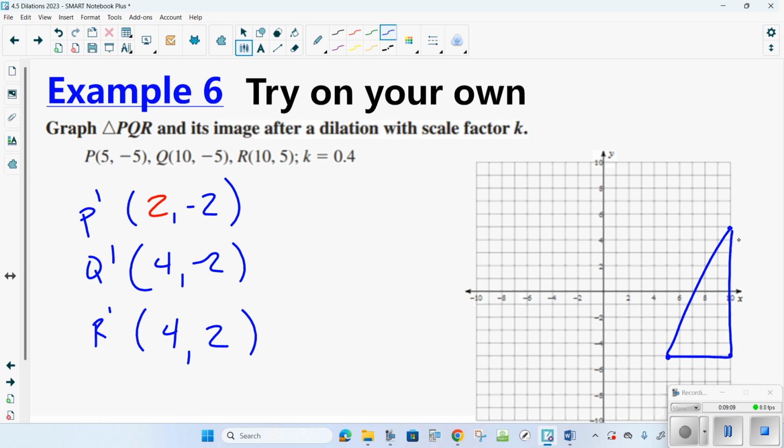So this is P, Q, R. And now I want to figure that is 0.4 the size. We're talking about a reduction, right? It's going to be smaller. So 2, negative 2, 4, negative 2, and 4, positive 2. And so this figure is 0.4, P prime, Q prime, R prime.